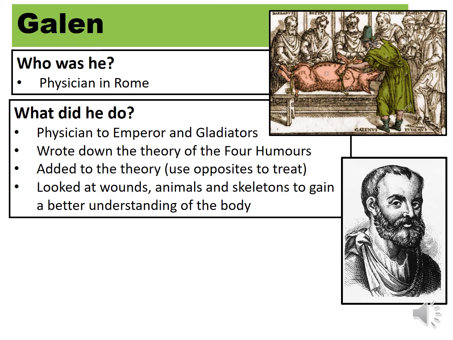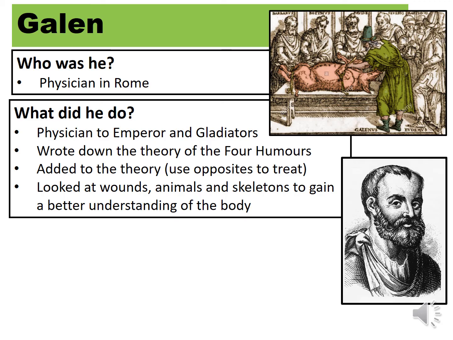He also added to the theory of four humours, using opposites to treat. So elements and times of year were assigned to each of the humours. So phlegm would be assigned to it being cold and wet. So if you were using the opposites, you would have to treat it using something dry and warm. And this could be things like hot teas, change of diet, put it next to a fire, spices. It can be a lot of different things that you could use as an opposite.